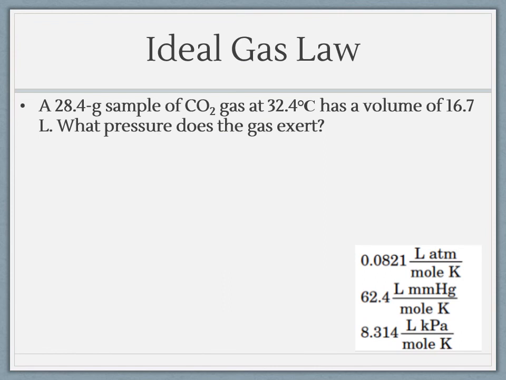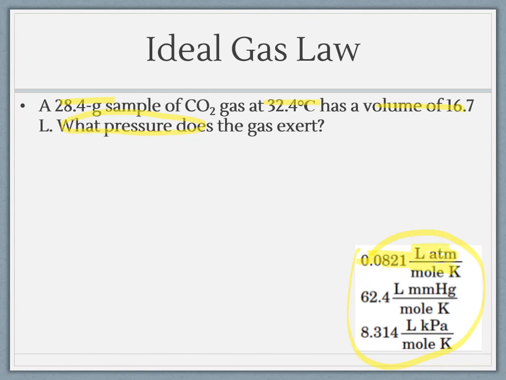All right. A 28.4 gram sample of carbon dioxide gas at 32.4 degrees Celsius has a volume of 16.7 liters. What pressure does the gas exert? So this time we are given grams, temperature, volume. We're looking for pressure. We always know R, we just have to pick the right one. In this case, we're solving for pressure, so we can pick whichever one we want. I'm going to use the first one.